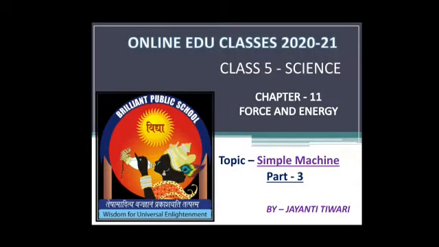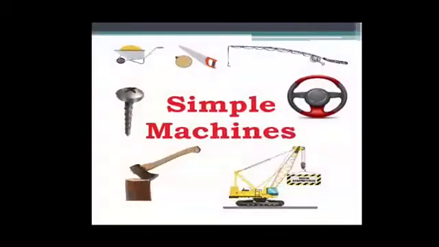Dear students, today we will discuss the topic of simple machines from Chapter 11, Force and Energy. Do you know the idea of a simple machine originated with the Greek philosopher Archimedes around the 3rd century BC, who studied the Archimedean simple machines: lever, pulley, and screw. He discovered the principle of mechanical advantage in the lever.